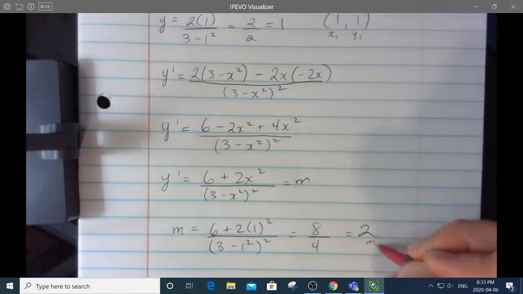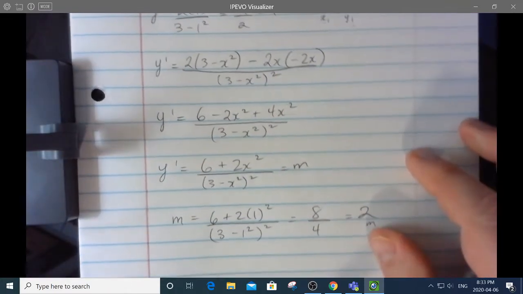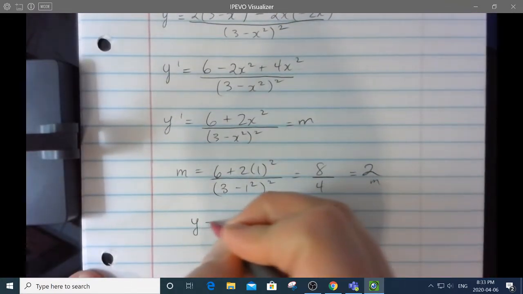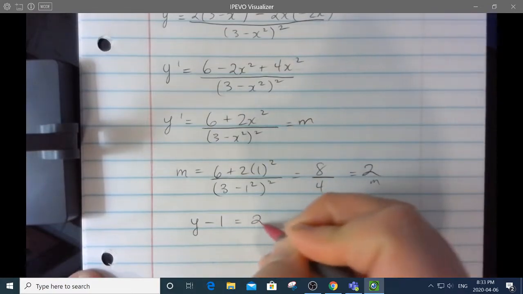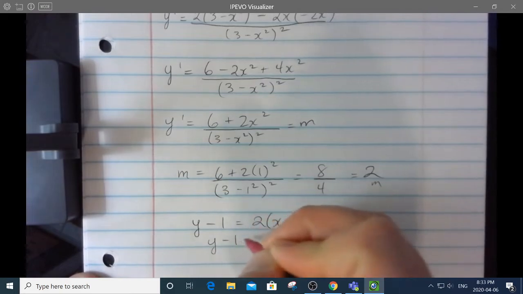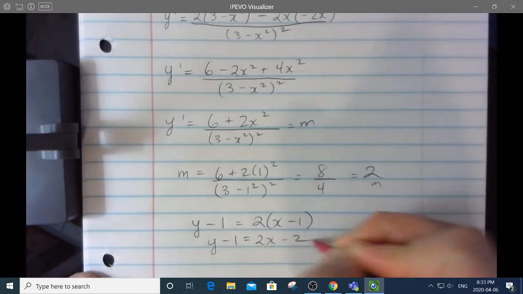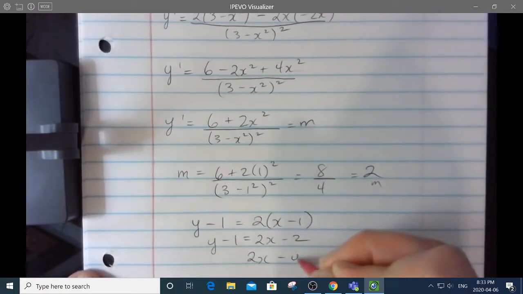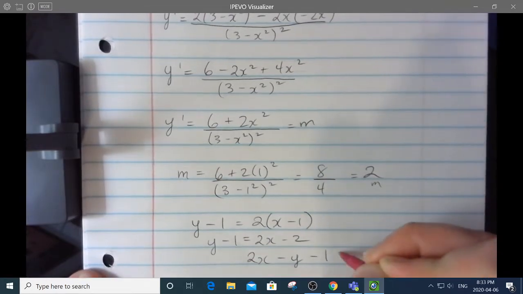So I have an m, I have an x1 and a y1. I'm ready for the point slope formula. Y minus 1 is equal to m times x minus 1. Simplify that out a little. Y minus 1 is equal to 2x minus 2, and 2x minus y minus 1 is equal to 0.